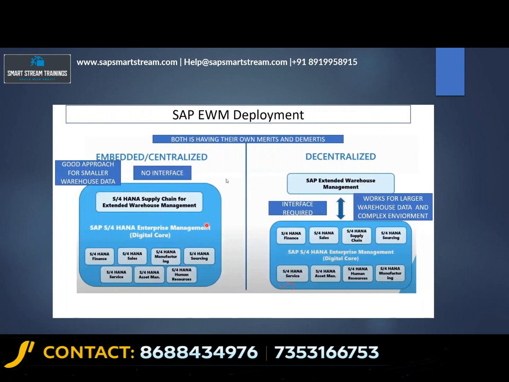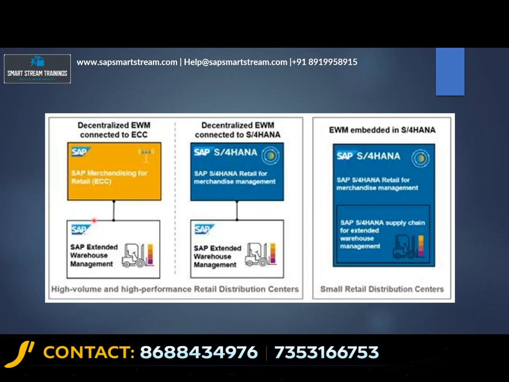What's happening in the market right now is that everyone who is using ECC is moving to S4 HANA. There is a huge spike in the market where everyone wants to use EWM right now, because the legacy WM system is also not fulfilling the business requirement, and everyone is trying to migrate to EWM.